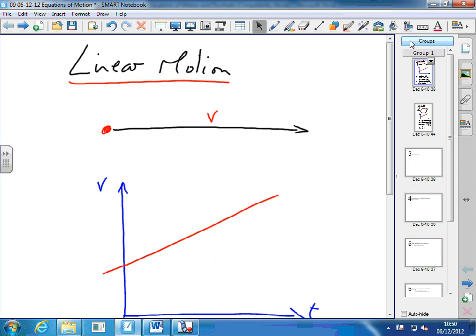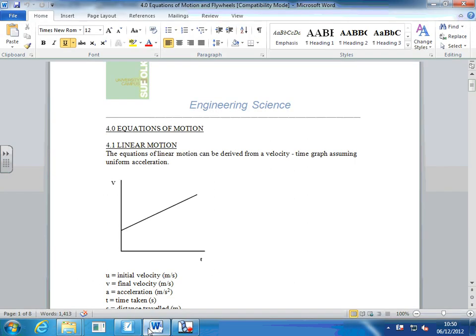Right, so this fourth handout that you've got then on linear motion, or the equations of motion, is this one here. So what I want to do is just introduce these equations of motion in terms of both linear motion and angular motion, rotation, because there's two sets of equations that are equivalent.